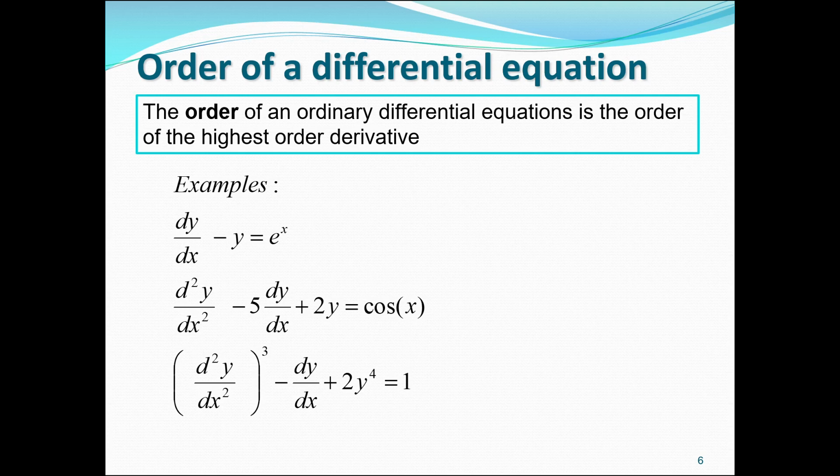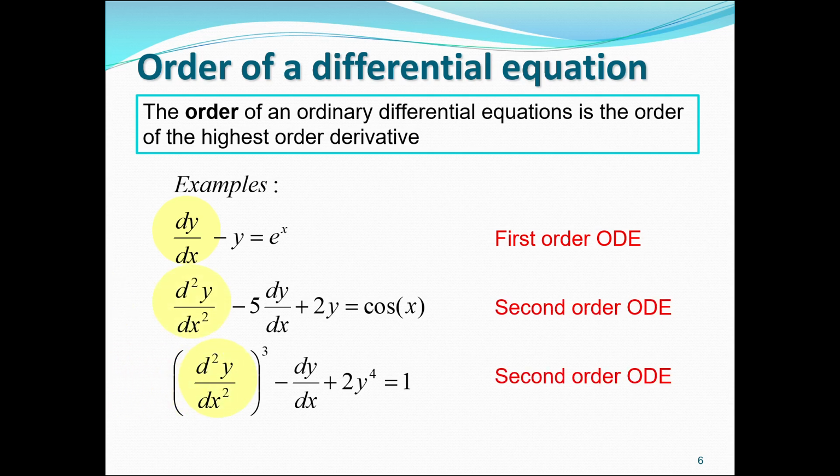Next, the order of a differential equation. The order of a differential equation is the order of the highest order derivative. For example, dy by dx minus y equal to e power x. This is a first order ordinary differential equation, because the order here is 1. The second equation is d squared y by dx squared minus 5 into dy by dx plus 2y equal to cos x. The order of the given equation is 2, that is d squared y by dx squared. Therefore, this is a second order ordinary differential equation.